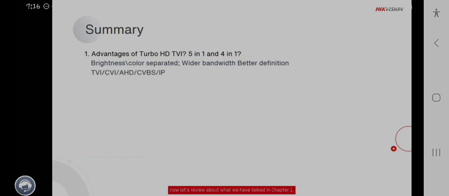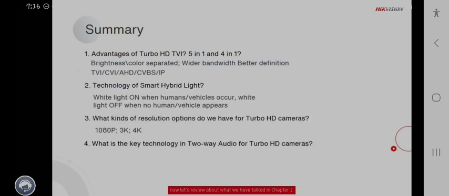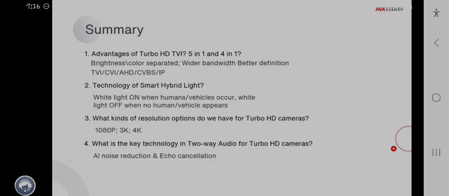Okay, now let's review what we have talked about in Chapter 1. First question. What are the advantages of Turbo HD TVI? Turbo HD TVI has a wider bandwidth for both color and brightness, which provides better image performance. Second question. What is the technology of Smart Hybrid Light? When you enable the smart mode of supplement light, the white light turns on when humans or vehicles appear, and turns off when no human or vehicle appears.